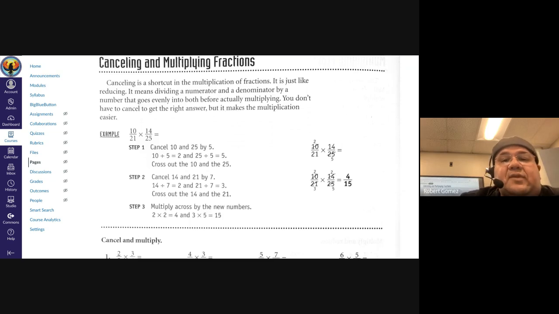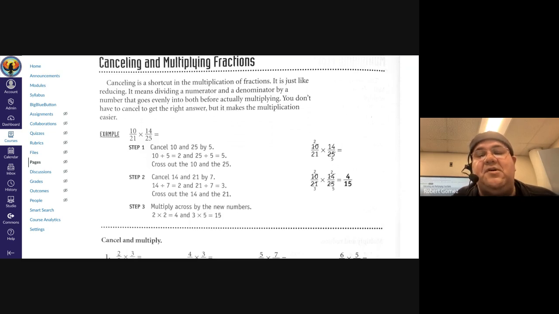It's just like reducing. It means dividing a numerator and a denominator by a number that goes evenly into both before actually multiplying. So you don't have to cancel to get the right answer. You don't, but it just makes it easier, right?